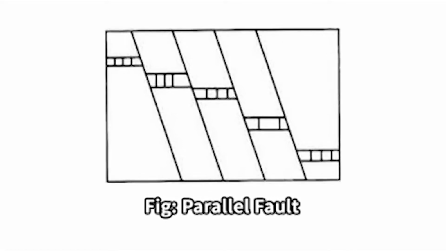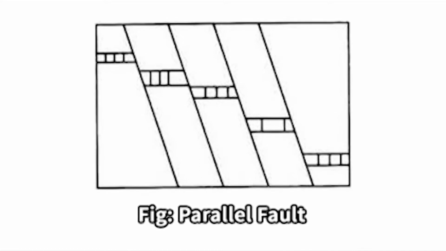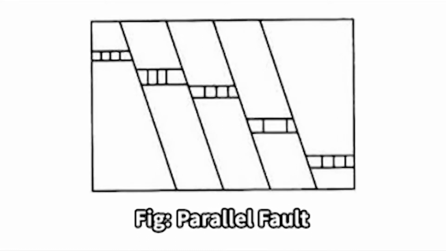Now, coming to different types of faults. The first fault is a parallel fault. When the fault planes, their strike and their fault plane, are parallel to each other, irrespective of the movement of the block, those faults are called parallel faults. And another fault is a step fault. A step fault is a type of fault in which the movement of the block takes place.